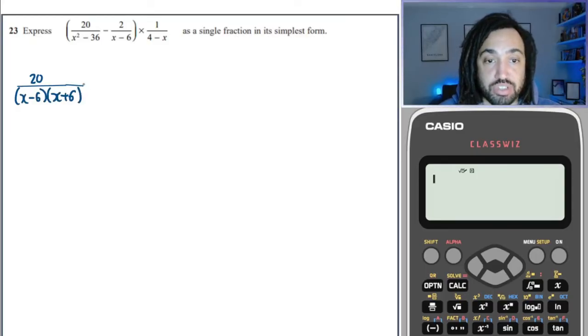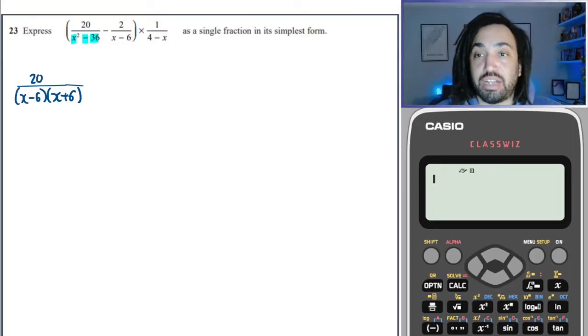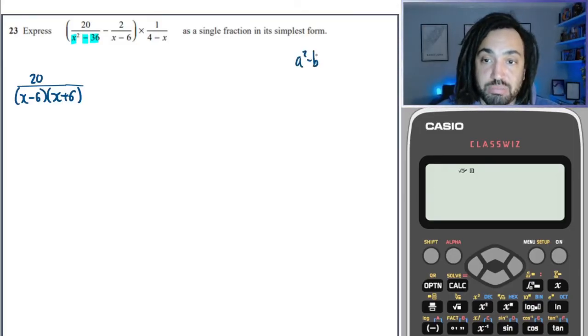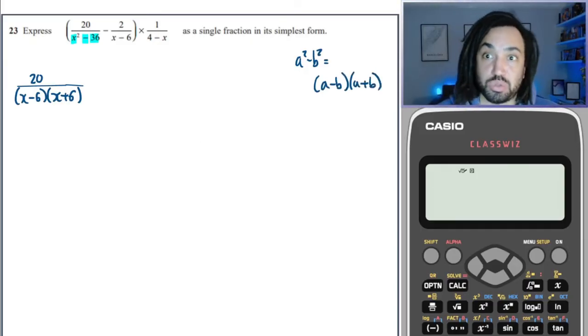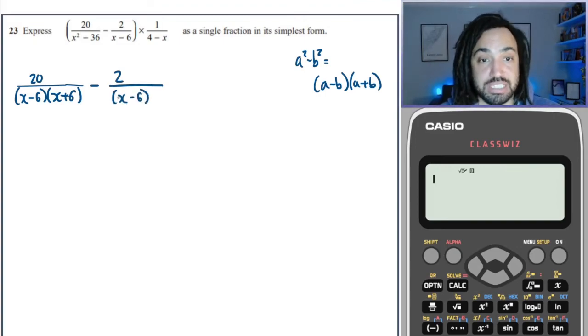Because whenever you have two squares like this, like an x squared here, and 36 is also a square number, and we're subtracting them, then as we know, a squared minus b squared is equal to a minus b, a plus b. Difference of two squares, dots as some people like to call it. Okay, and now we're taking away two lots of 2 over x minus 6.